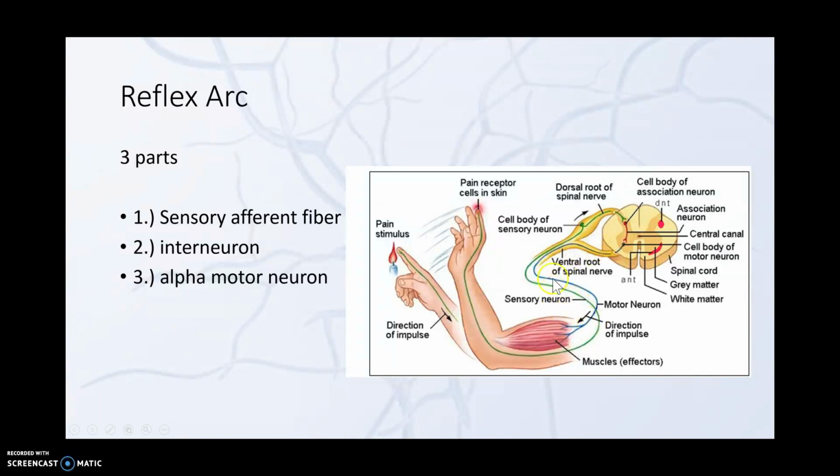You'll see the alpha motor neuron comes down to the muscle, and then we pull our hand away from the hot object. So three parts: sensory afferent, we sense the hot object. Interneuron decides what to do. Boom, we move our hand away. We send signals to certain muscles to contract and relax in order for us to bring our hand away from that object.